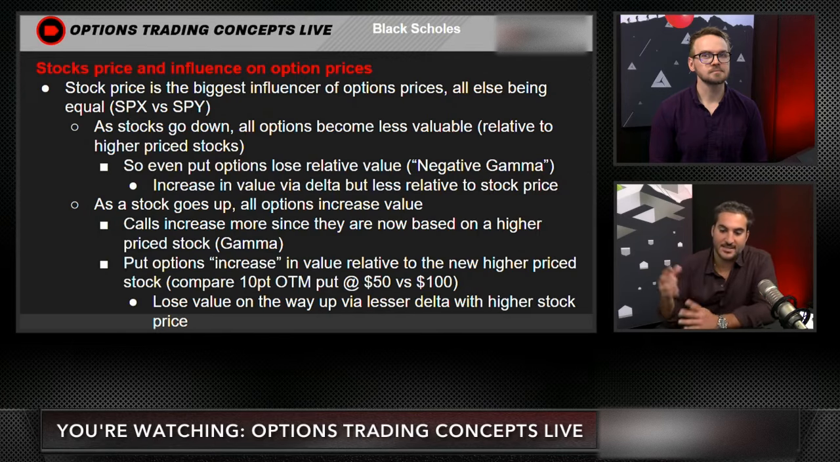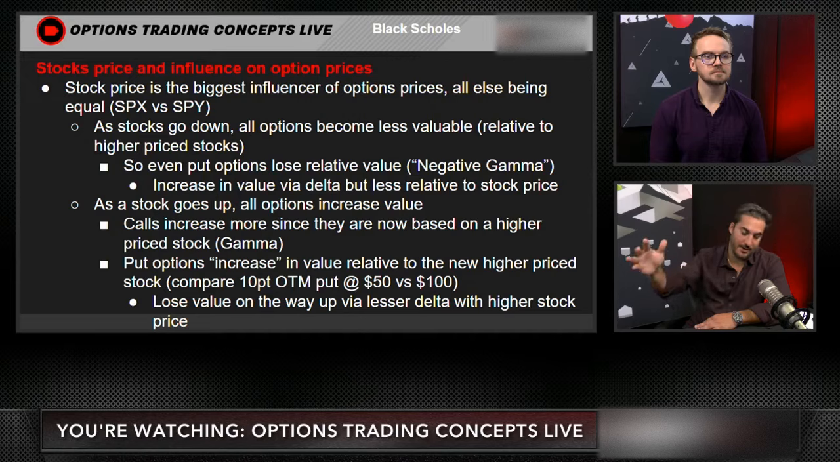So as stocks go up, all the options will increase in value. Calls will increase more since they are now based on a higher stock price. This is why, if you have an out of the money long call, it's going to increase more than an out of the money long put, all else equal, just because of that change in the stock price. The put's increase in value is going to be relatively lower because of that higher price stock for that same price movement.